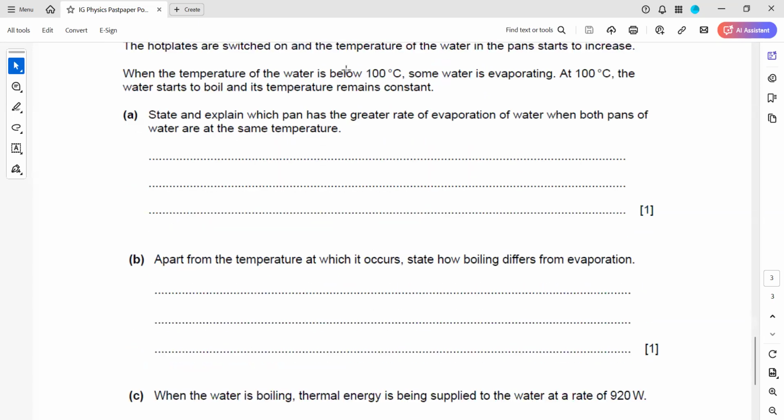Apart from the temperature at which it occurs, state how boiling differs from evaporation. What is the difference between boiling and evaporation? Many differences are there other than the temperature, because for temperature they already specified that the boiling temperature does not change. So what else can we say in boiling? Sir, in boiling, it happens throughout the liquid while evaporation happens only at the surface. Yeah, so you can say boiling happens throughout the liquid, evaporation occurs only at the surface, or during boiling the bubbles will form and in evaporation no bubbles form.